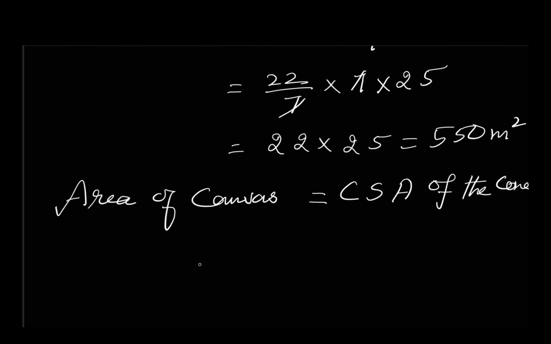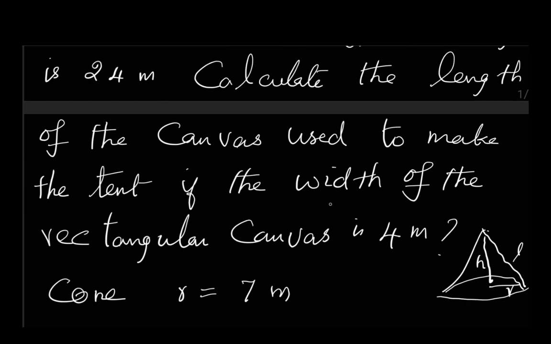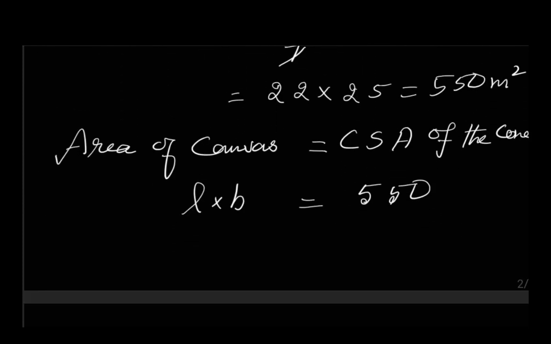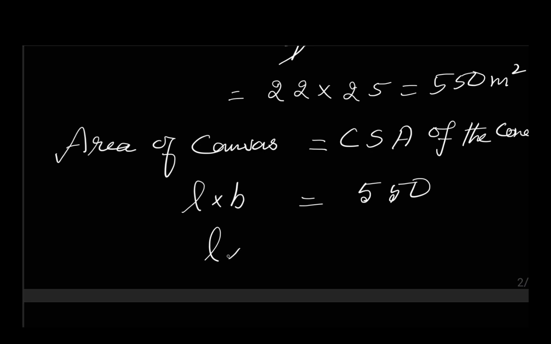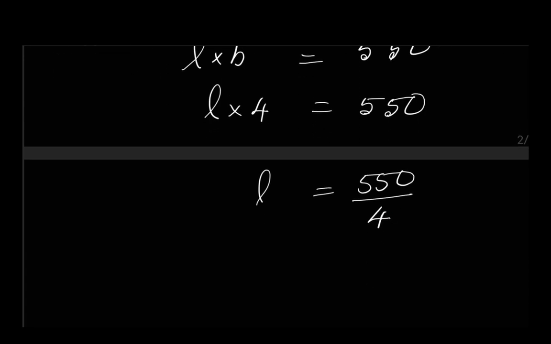What is the area of the canvas? Length into breadth. We got this as 550. The breadth of this canvas, the width, is given as 4 meter. So only l you have to find. l into 4 is equal to 550. So l is equal to 550 divided by 4.